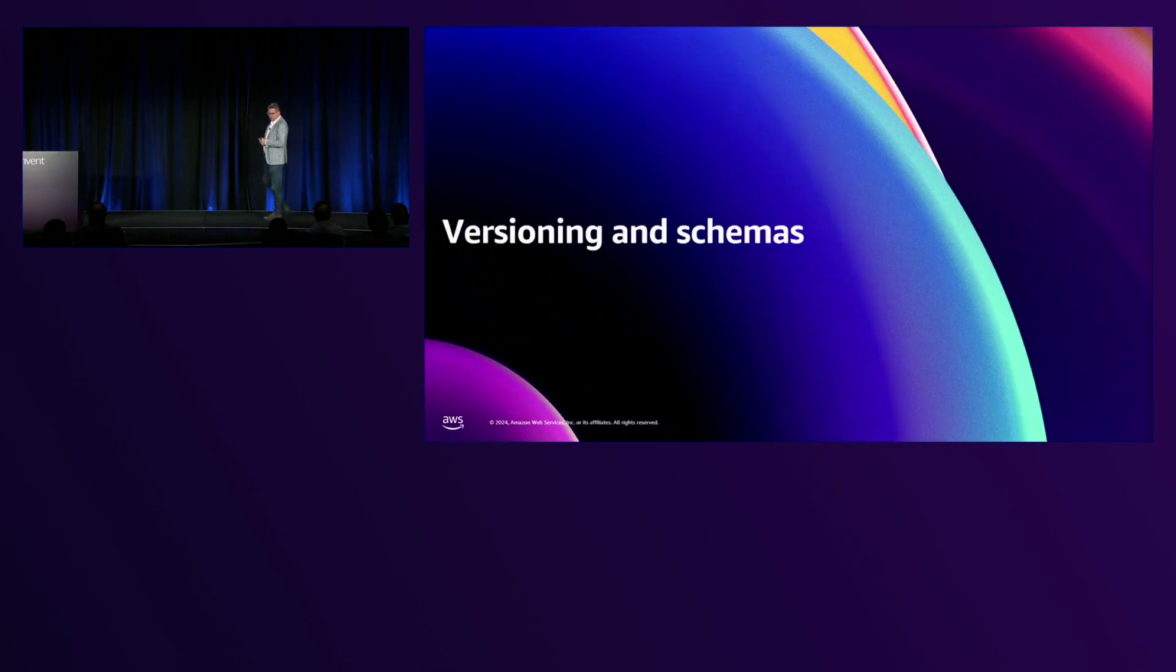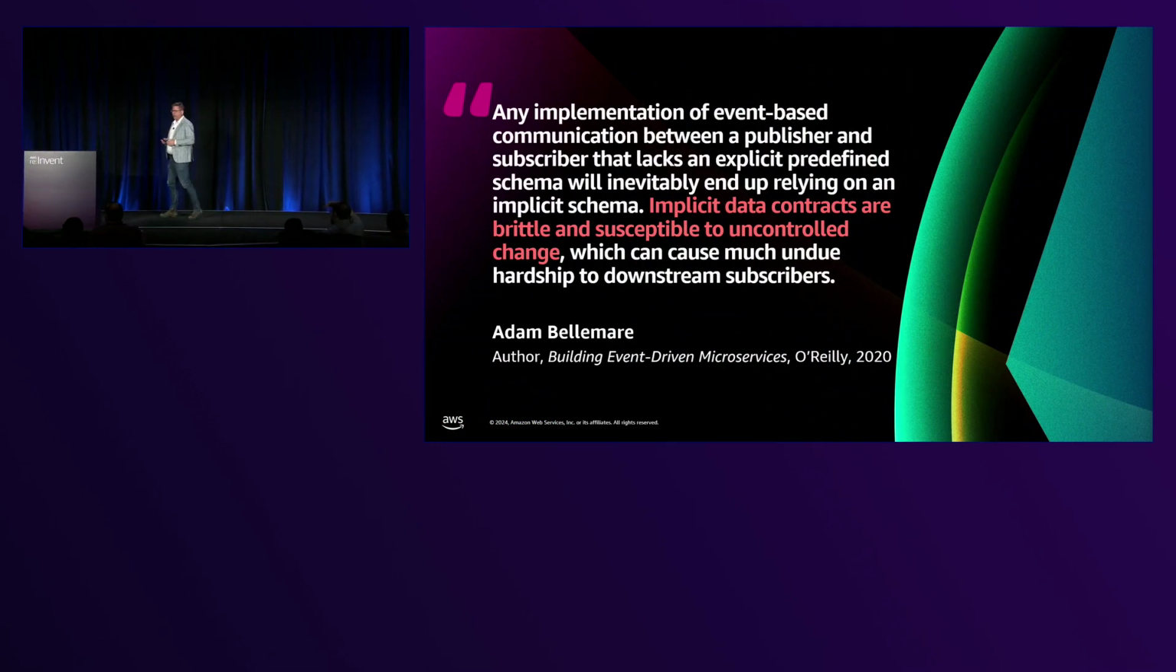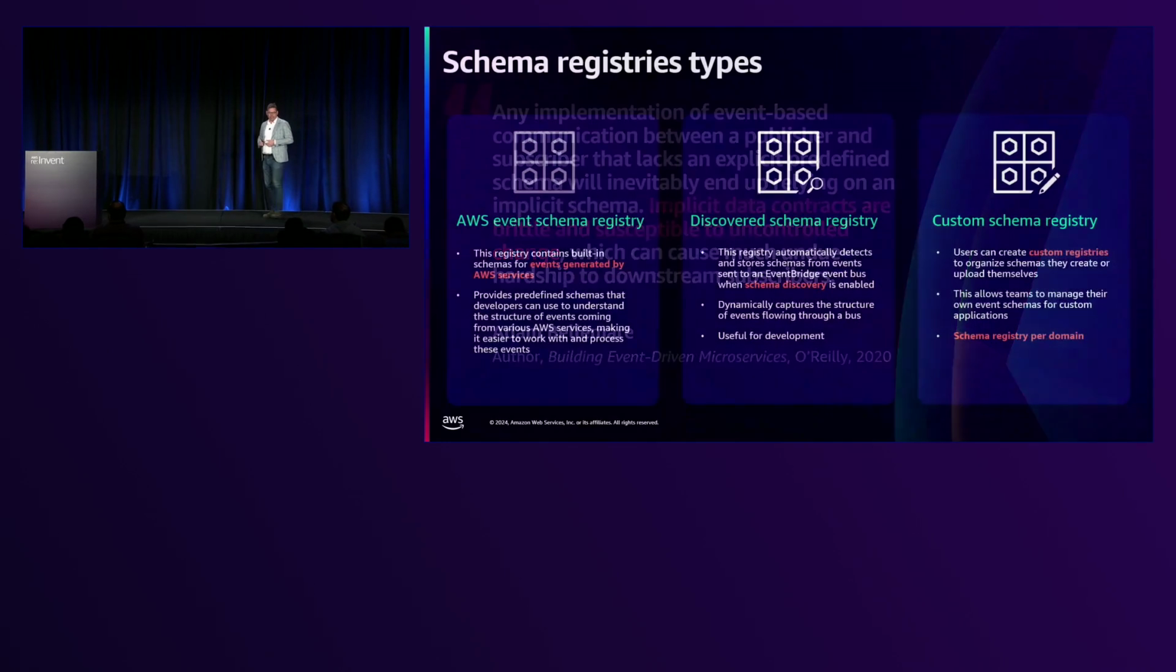Which brings us to the next bit, which is around versioning and schemas. Now here is a really good quote that I like from Adam Bellemare in his book, Building Event-Driven Microservices. And the key call out here is that implicit data contracts are brittle and susceptible to uncontrolled change, which reinforces the idea that schemas play a significant part in your event-driven architecture.